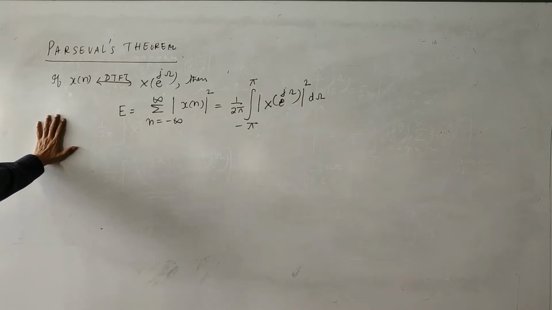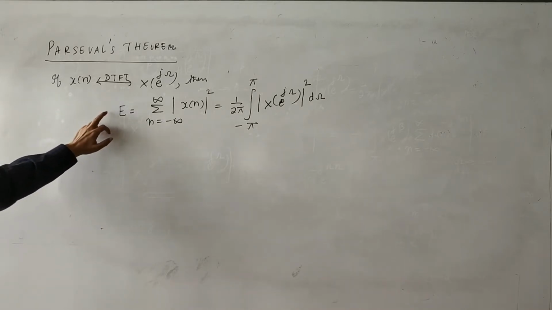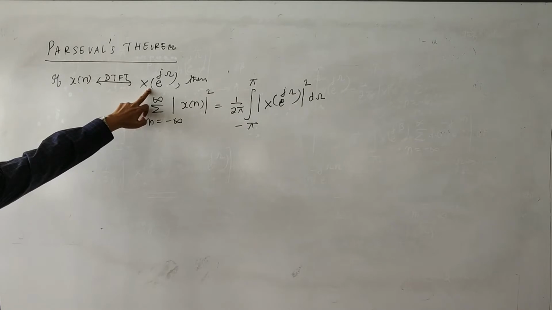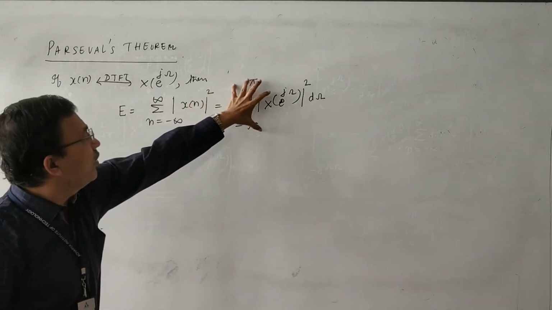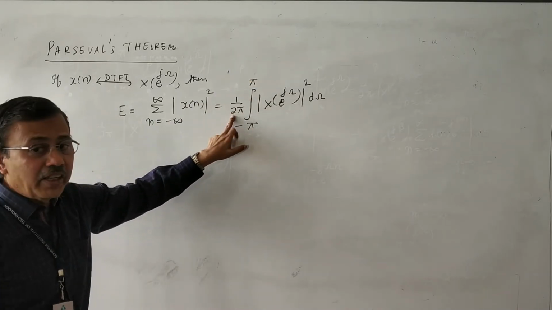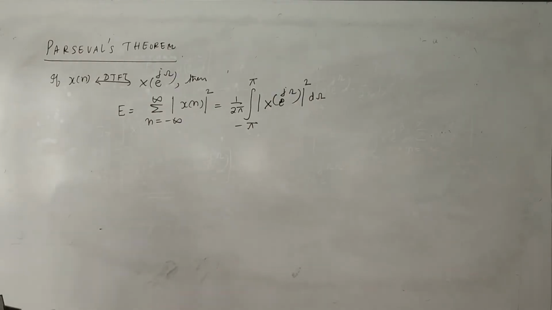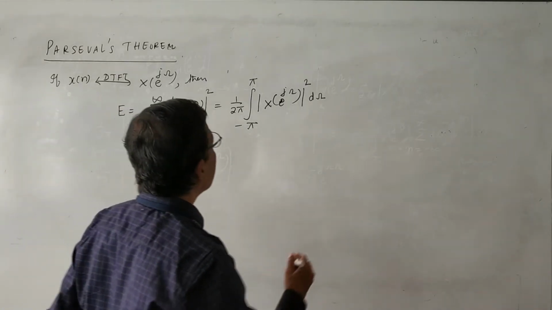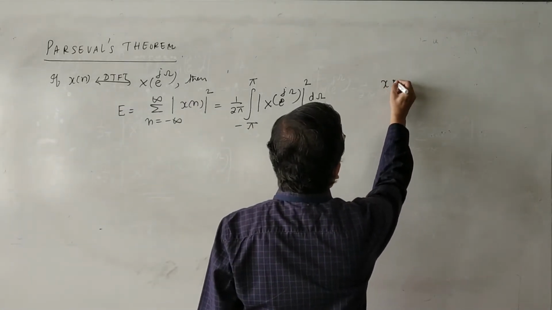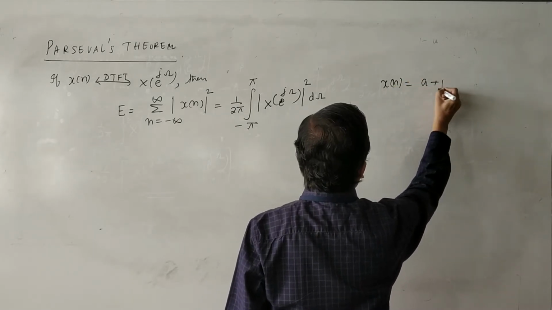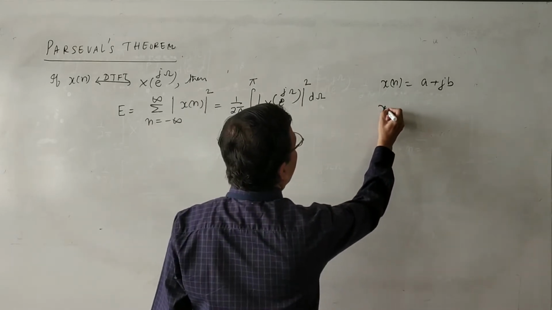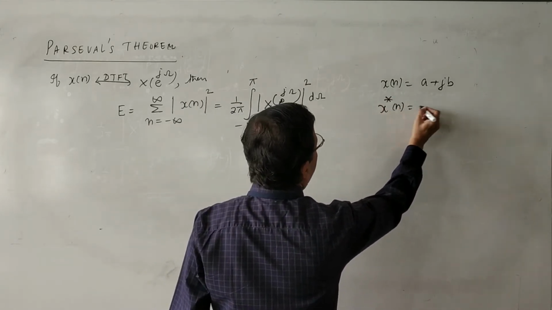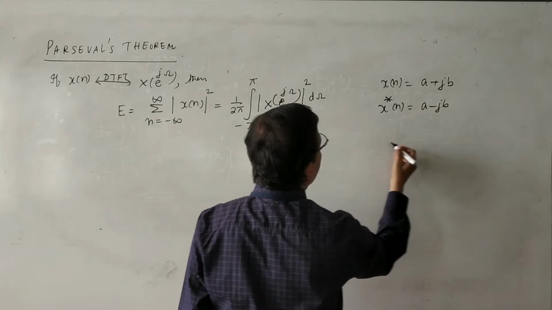The implication is, even when you know the signal in frequency domain, it is possible to find the energy of the time domain signal by performing this integration and then multiplying by the scalar 1 by 2 pi. The proof of this theorem requires a small understanding. Let me take a complex number, let x of n be a plus jb, where a plus jb is a complex number. What is x conjugate of n? X conjugate of n is a minus jb.